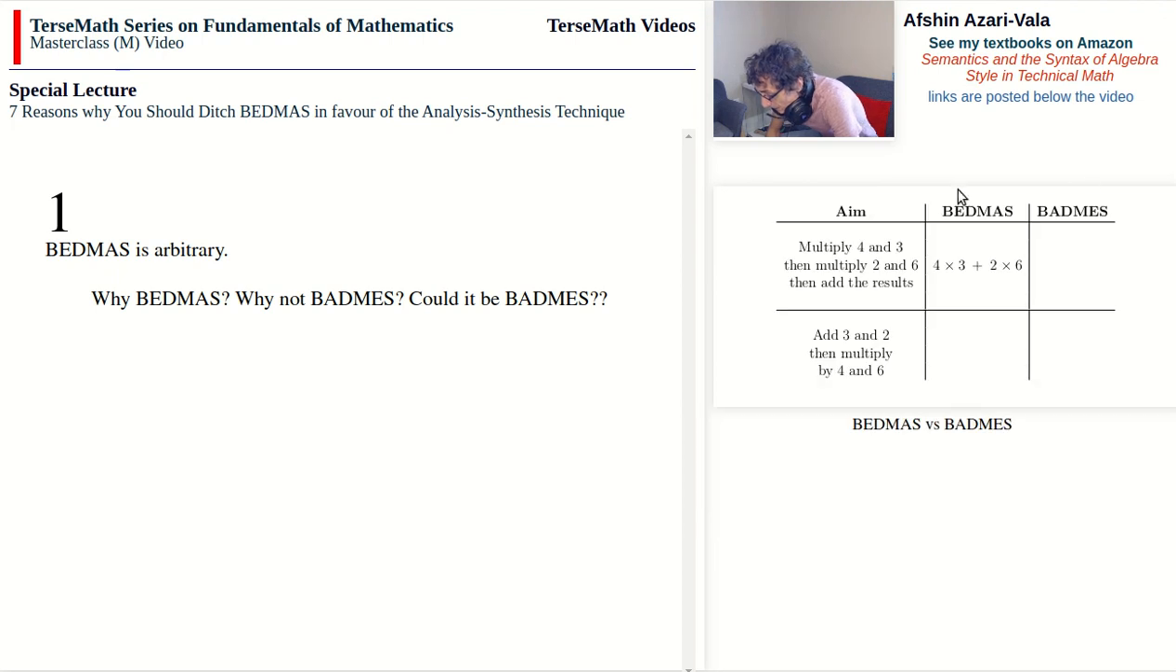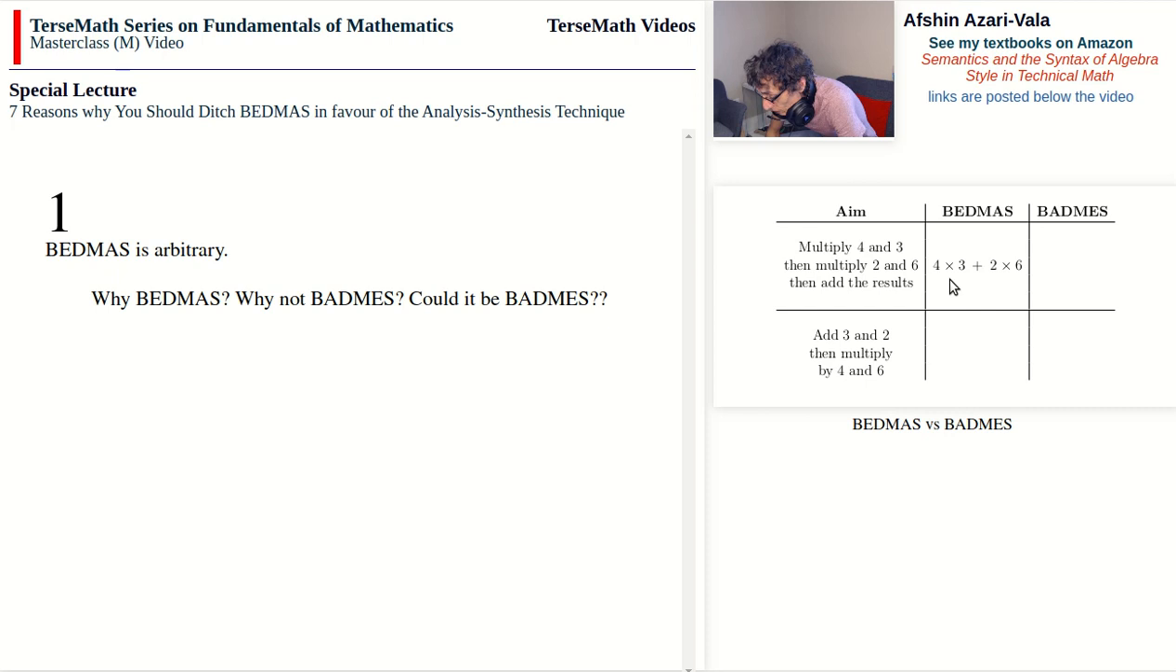This image lists 2 aims, followed by the manner in which we can achieve those 2 aims, following BEDMAS and Badness. The first aim is that we want to multiply 4 by 3, and then multiply 2 by 6, and then add the results. And for BEDMAS, we can write the whole thing down as 4 times 3 plus 2 times 6. Because following BEDMAS, note that M, multiplication, comes before A, addition.